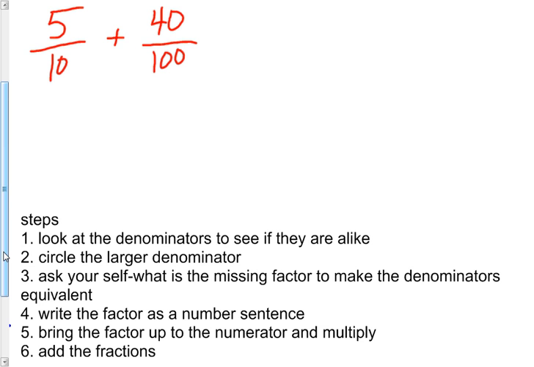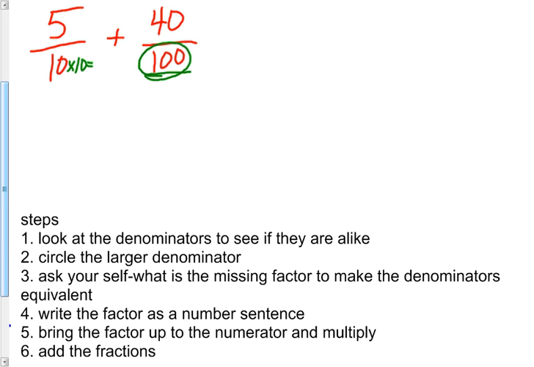So first we're going to look at the denominators to see if they are alike, which they are not, like I just stated. So we need to find a common denominator. We're going to circle the larger denominator because I know that 10 and 100 are multiples of each other. And we can ask ourselves, what is the missing factor to make the denominators equivalent? Well, I know that 10 times 10 equals 100.